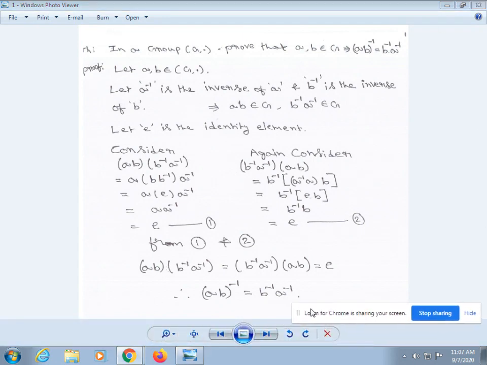Again consider (b⁻¹a⁻¹)(ab), equals b⁻¹(a⁻¹a)b. a⁻¹a is nothing but e, that equals b⁻¹(eb). eb is nothing but b. We know that b⁻¹b is nothing but e, that equals e. That is also equation 2. From 1 and 2, (ab)(b⁻¹a⁻¹) equals (b⁻¹a⁻¹)(ab) equals e. Therefore, (ab)⁻¹ equals b⁻¹a⁻¹.